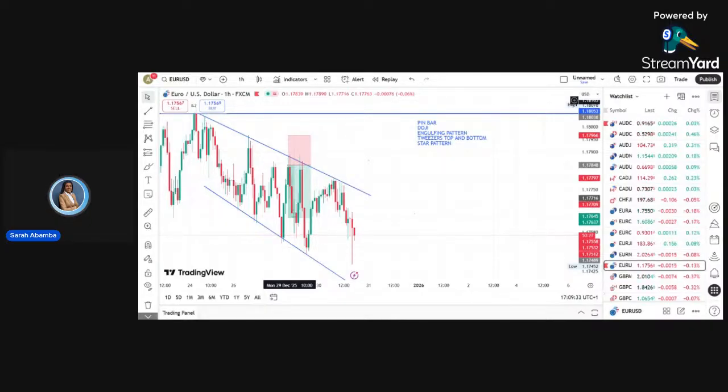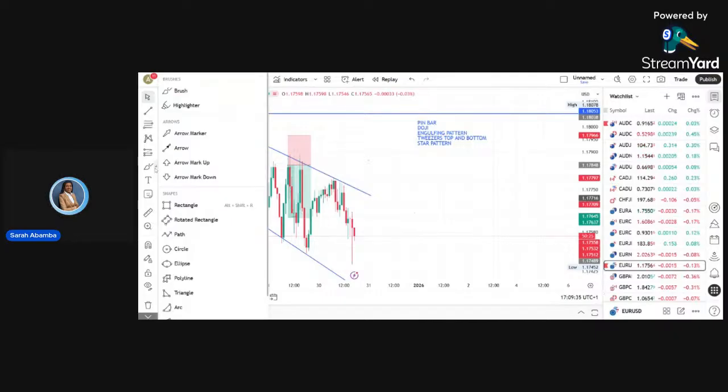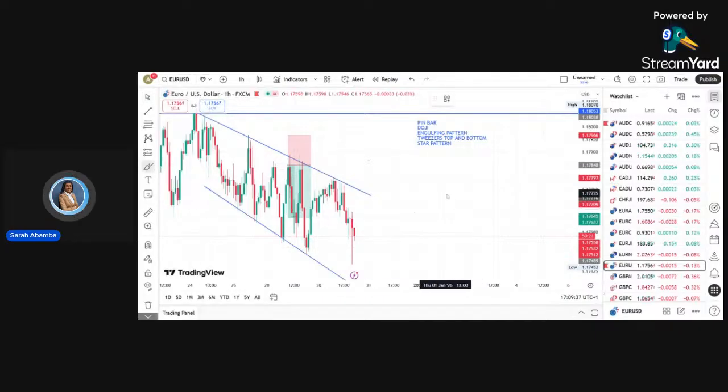So a candlestick is such that it has a body. Let me draw the body. A candlestick has a body like this. So this is the body of a candlestick. Then it has shadows or wicks. So it has the upper shadow and it has the lower shadow, just like a wick. I believe you can see them in the chart as it is being displayed. So this is the body of a candle.